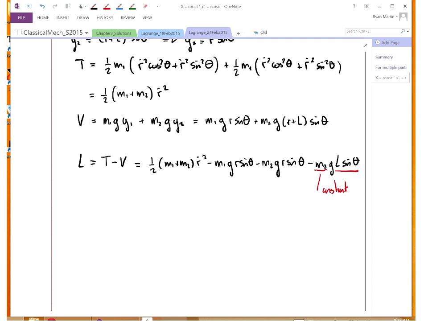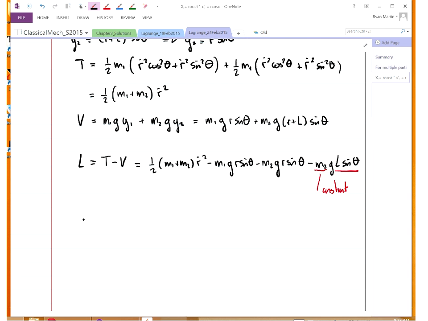Unfortunately in this problem, before we write down the Euler-Lagrange equation, we need to deal with the right-hand side, which is not equal to 0, because we have these two non-conservative forces. We only have 1 degree of freedom, so we only have one component of the generalized force, but there are two forces that go into that sum.